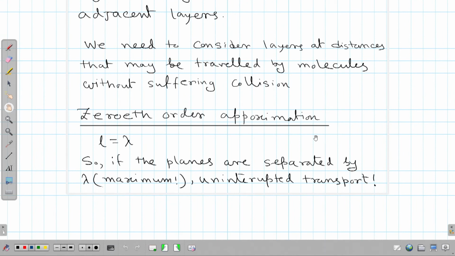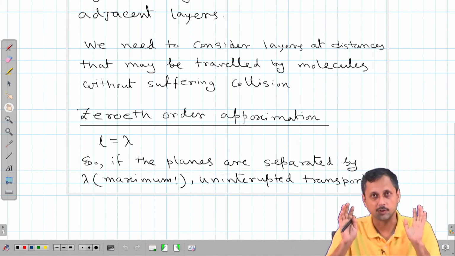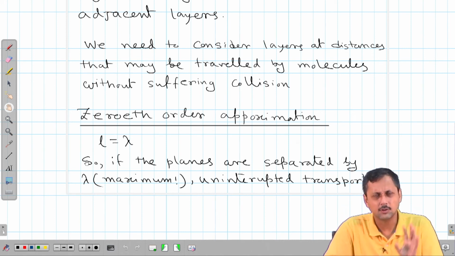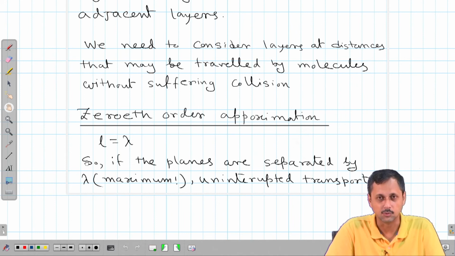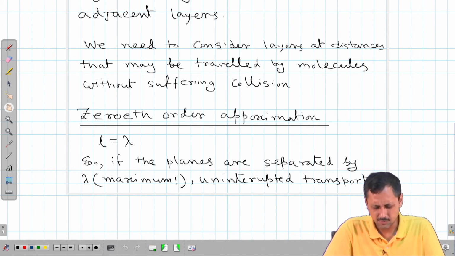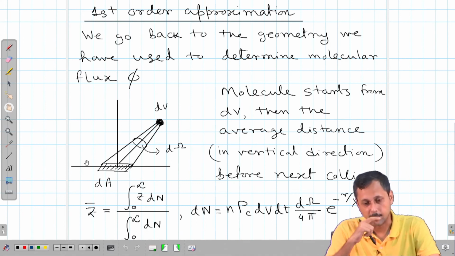the 0th order approximation for that would be if we just take L is equal to lambda, so that the planes are separated by a maximum of lambda, so that we can have uninterrupted transport of molecules between two adjacent layers. So, this is our 0th order approximation. Once again we have seen previously that 0th order approximations are good, they give you something reasonable, but let us do it in a slightly more elaborate way, which we call the first order approximation.